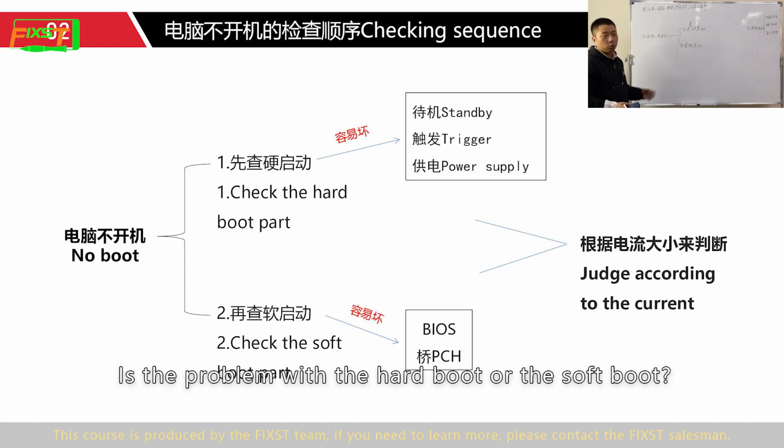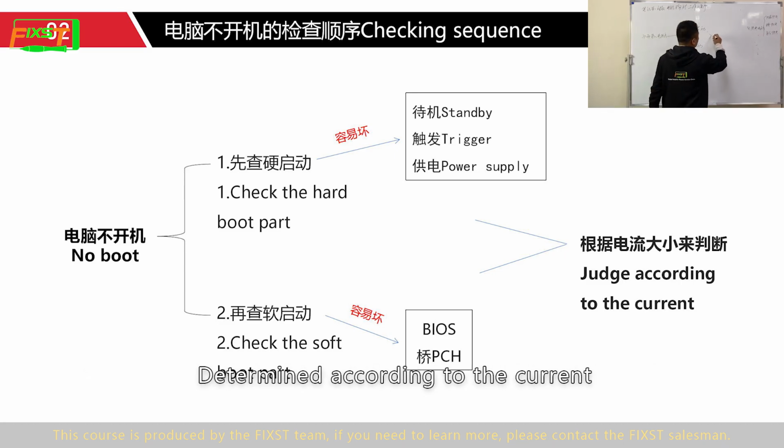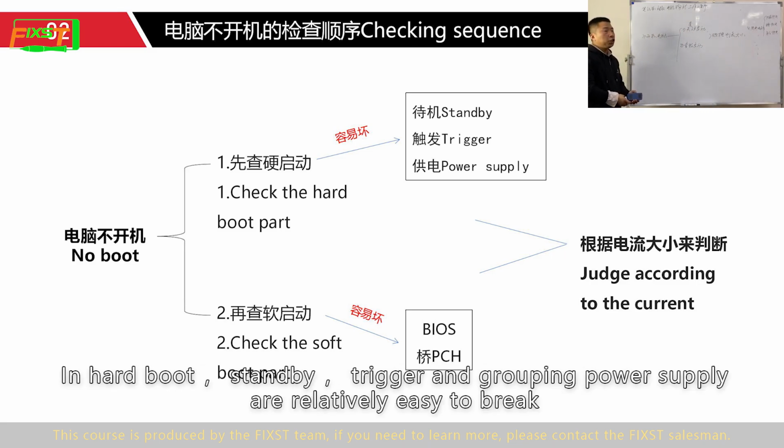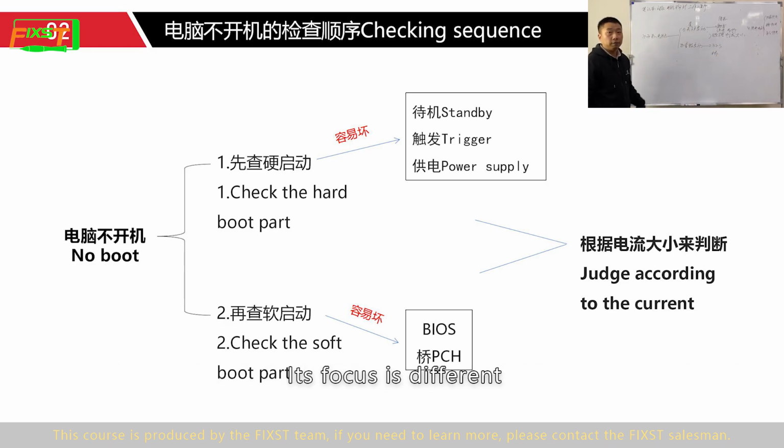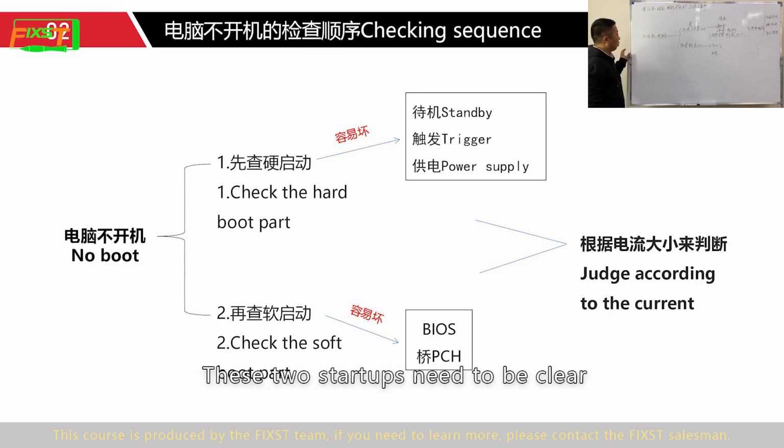Whether it is a problem with the hard boot or the soft boot is determined according to the current. In hard boot, the standby, trigger, and grouping power supply circuits are relatively easy to break. The soft start is relatively mild, and the bridge is easy to break. The focus is different. These two steps need to be clear.